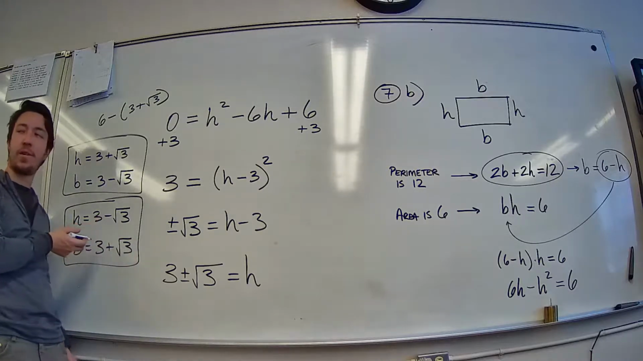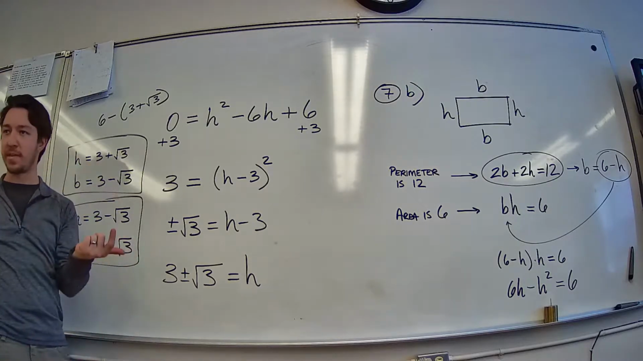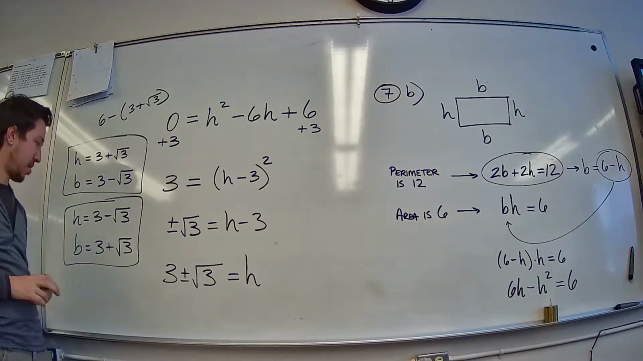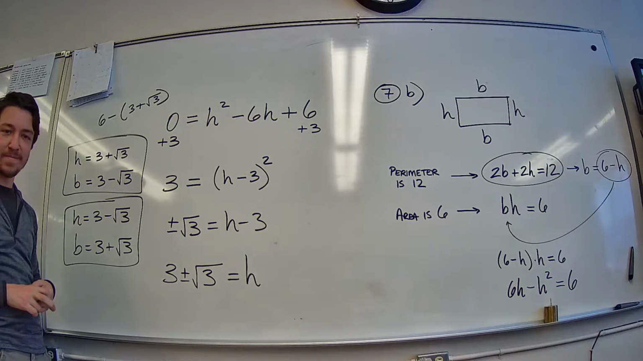So then you reflect on that answer and go, oh, you're just saying the base and height could be swapped, effectively. So it's a square. It was a rectangle.